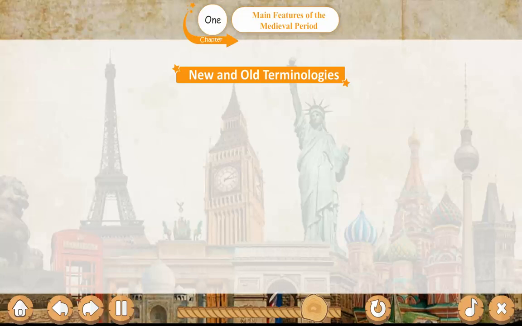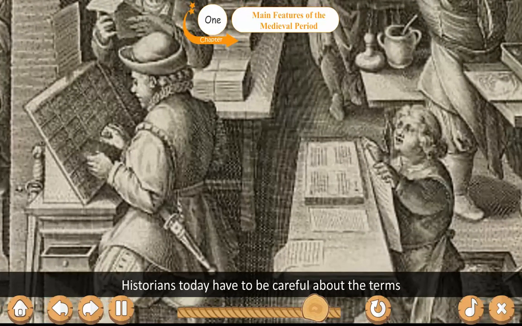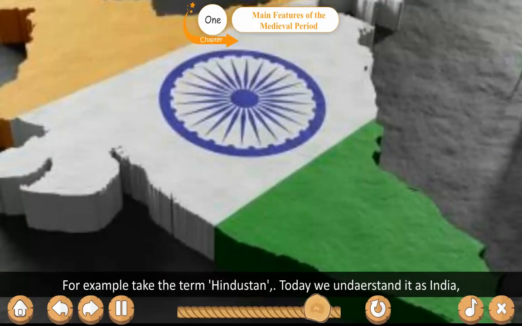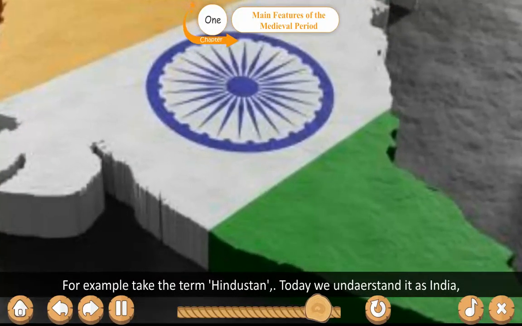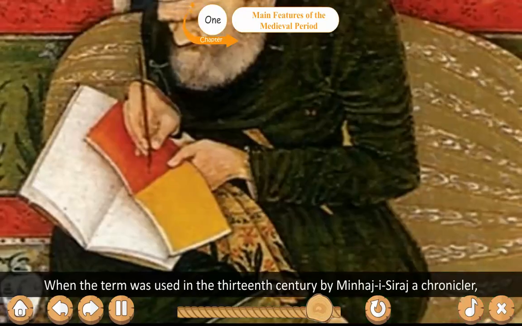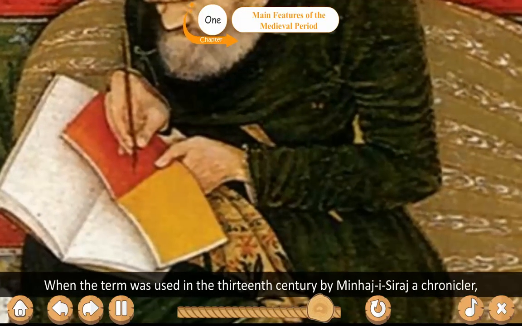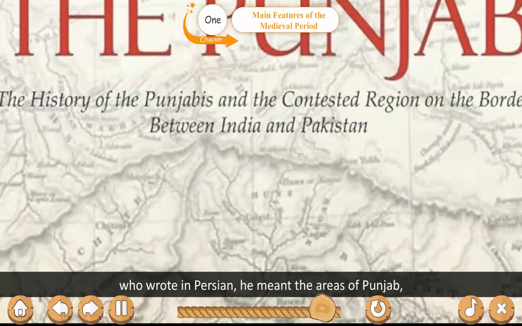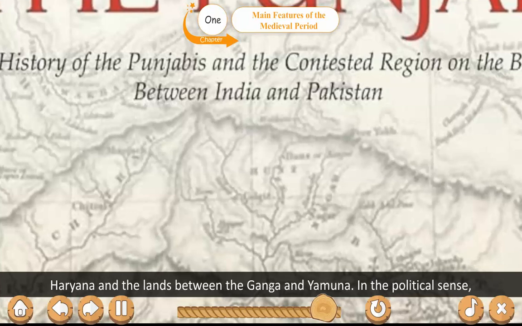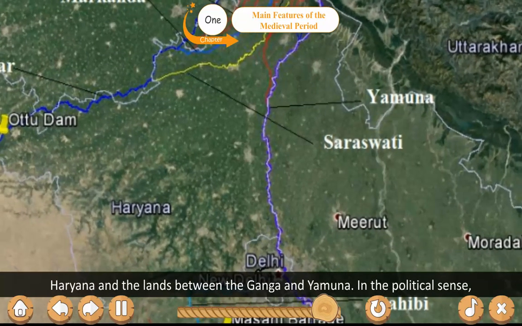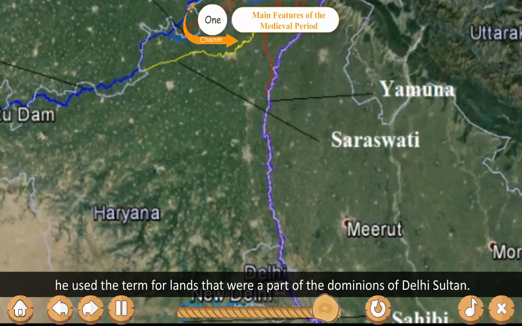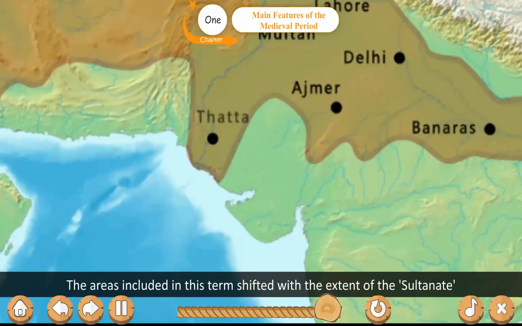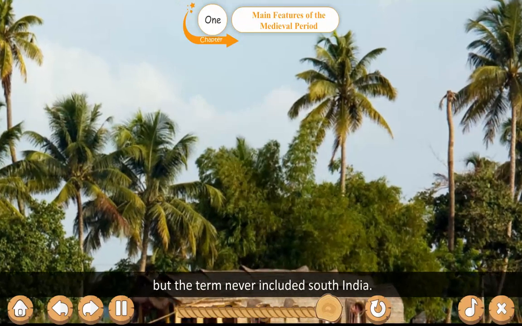New and old terminologies. Historians today have to be careful about the terms they use because they have meant different things in the past. For example, take the term Hindustan. Today we understand it as India, the modern nation state. When the term was used in the 13th century by Minhaj-e-Siraj, a chronicler who wrote in Persian, he meant the areas of Punjab, Haryana, and the lands between the Ganga and Yamuna. In the political sense, he used the term for lands that were a part of the dominion of the Delhi Sultan. The areas included in this term shifted with the extent of the Sultanate, but the term never included South India.